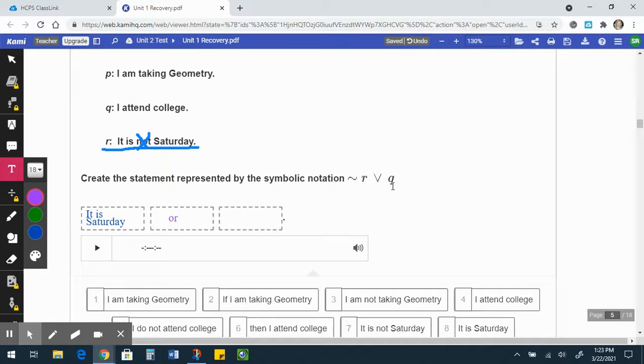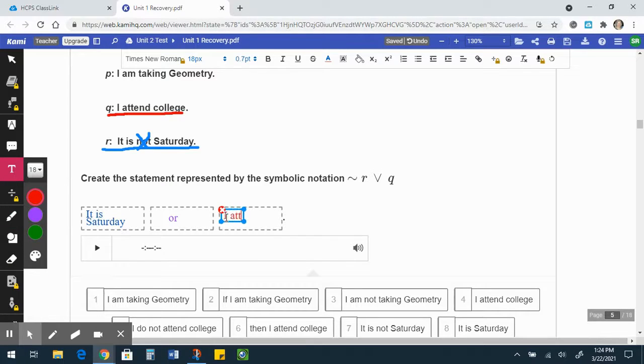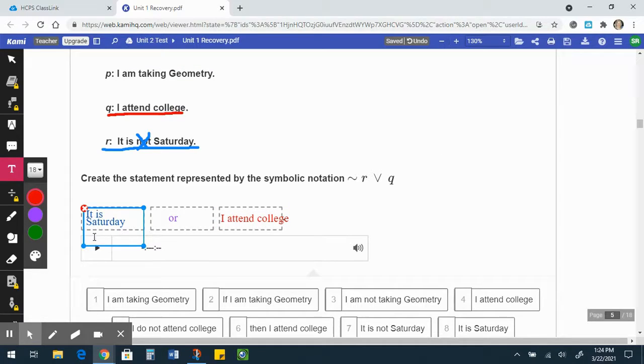And then I'm going to go get the phrase for Q, and I'm going to leave it just like it is. I'm not going to negate it. I'm going to leave it alone. Right, so let's see. Q is, I attend college. I'm going to put that in the box down here just like it is. So if we put that all together, it would say, it is Saturday, or I attend college.